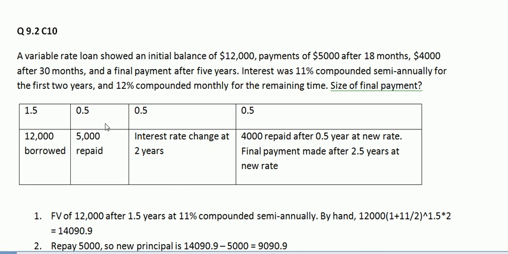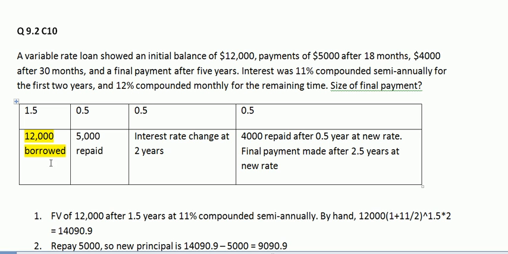So here, the first thing is that we had a borrowing of $12,000. After 1.5 years, you repaid $5,000. Then, after another half a year, the interest rate changed.